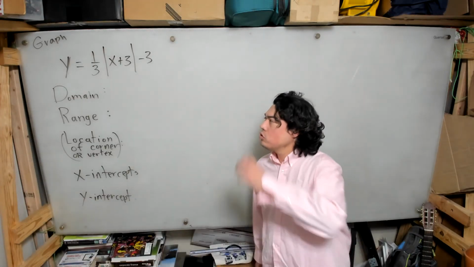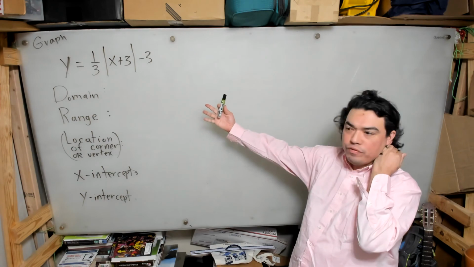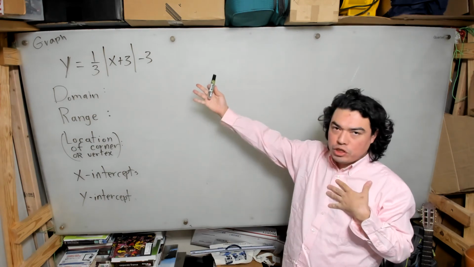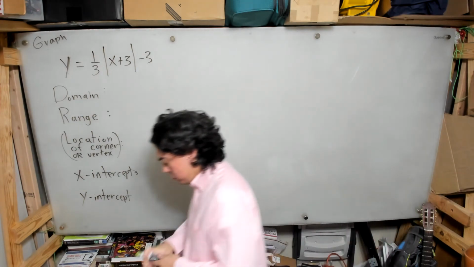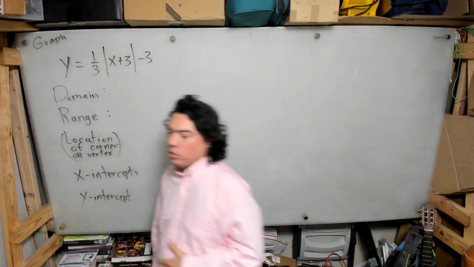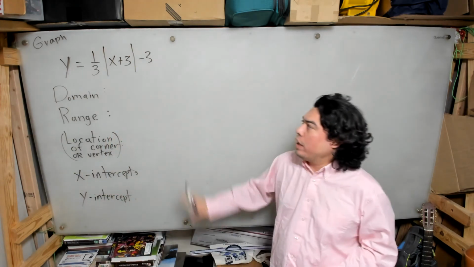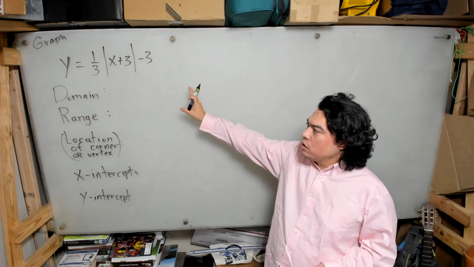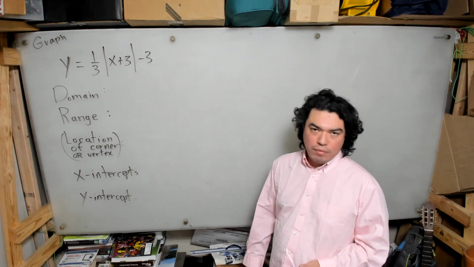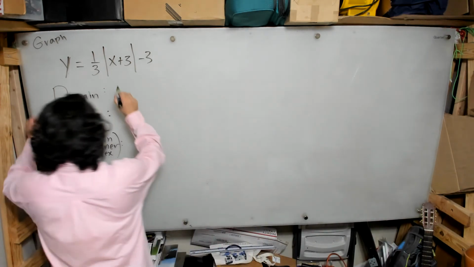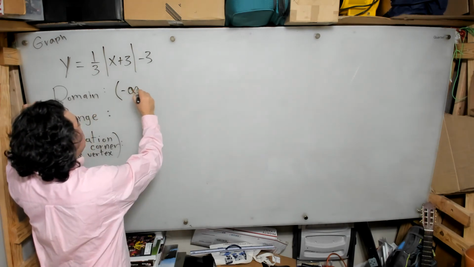Hello again. So now we're going to graph this example of an absolute value function or absolute value equation. As before, for an absolute value function like this, the domain is immediate. It's negative infinity to infinity. In other words, all the real numbers.